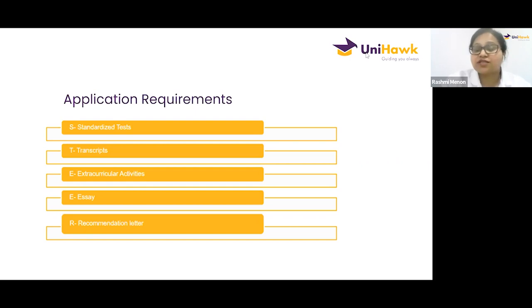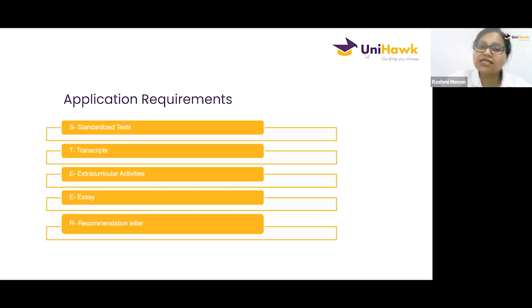There is no option of customization. There is no option of mentioning multiple programs, which is why your choice of major is also something that you have to decide right in the beginning, so that your essay can be customized towards that and the shortlisting of universities can also be customized accordingly.